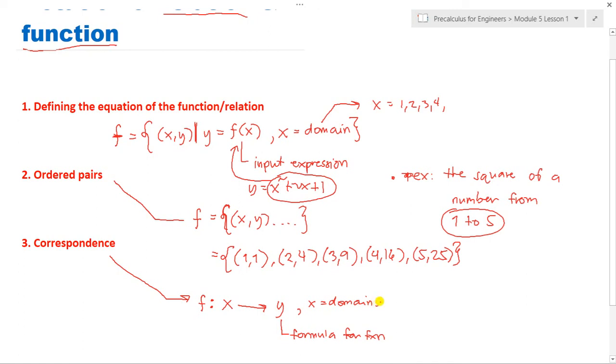So that's it, class. Just remember these three. The first is defining the equation, next one is by ordered pairs, and the third one is the correspondence.